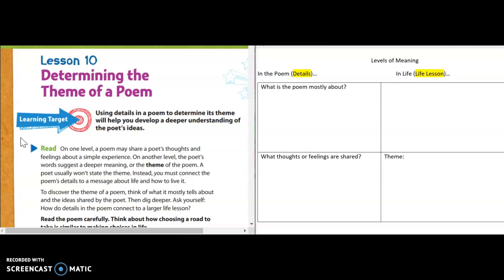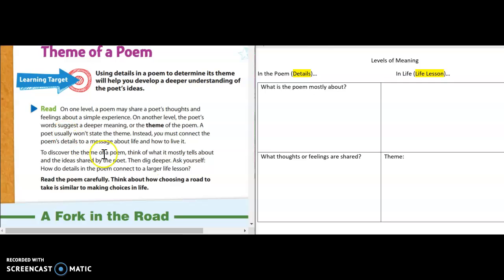So this week we're going to pick up right where we left off. We're going to continue focusing on poetry and digging a little deeper. So if you look here, this says determining the theme of a poem. Our goal is, as you can see here, to use details in a poem to determine its theme to help us develop an understanding of the poet's ideas.